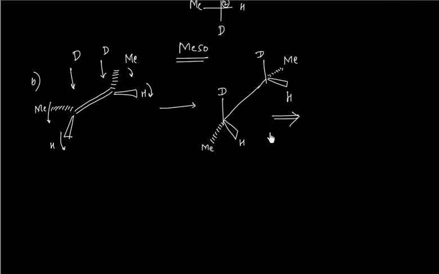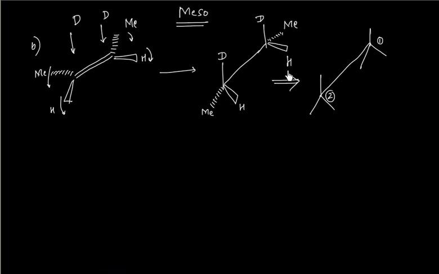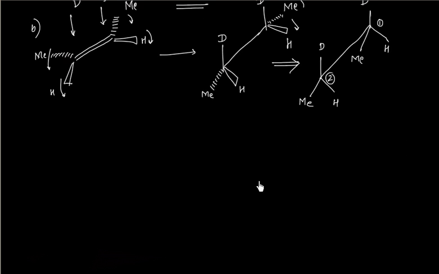Now we can make the Sawhorse projection formula. So we have inverted Y in both cases. Let us call this carbon 1, this carbon 2. Both will have inverted Y. So here we have deuterium. Methyl group is on the left side, hydrogen is on the right side. Same, methyl group is on the left side, hydrogen is on the right side, and deuterium is here.